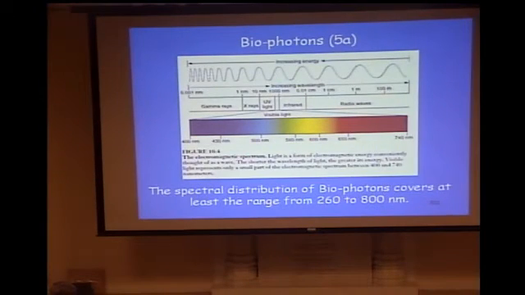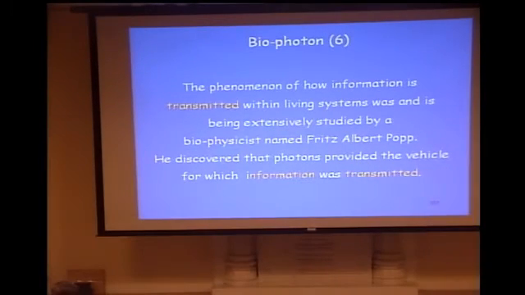The spectrum distribution for biophoton is between 260 and 800. The phenomenon of how information is transmitted within a living system was and is being extensively studied by Dr. Popp, a Russian scientist. He discovered that photons provide the vehicle for information transmission. So it's a communication device between cells.